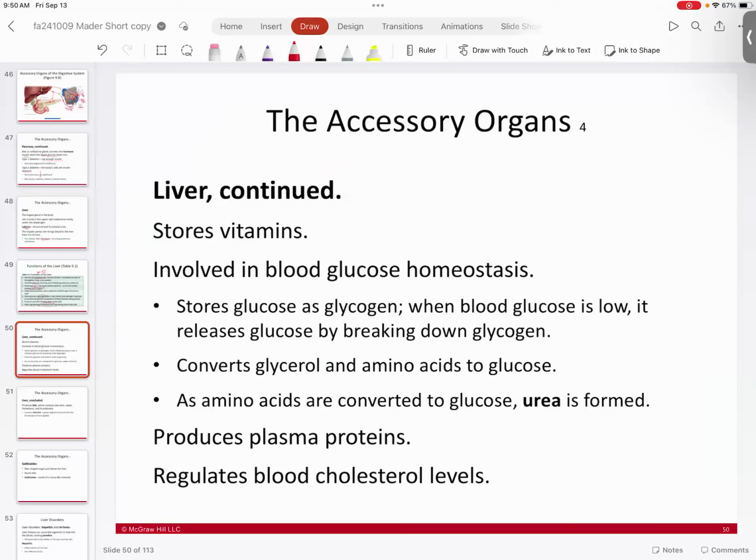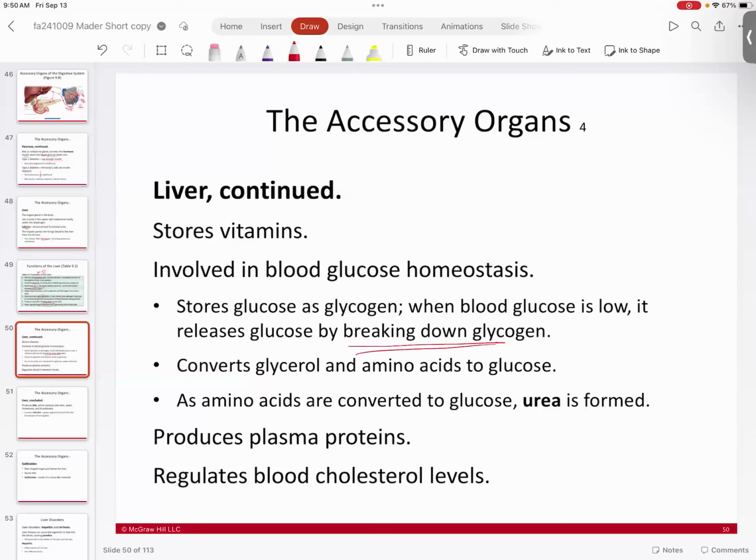So it'll store vitamins, for instance. It'll also store your glucose in the form of glycogen so that you can have a little bit of carbohydrate reserve for energy purposes. So if you need glucose in order to burn energy, then it'll break down that glycogen. You can think of it as sort of like a pantry, right? It's kind of like a little backup system.